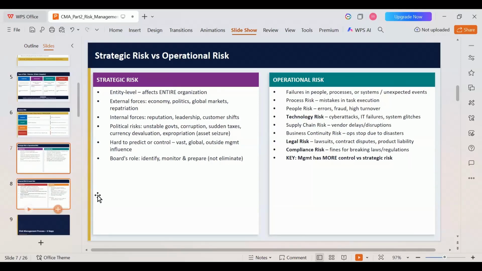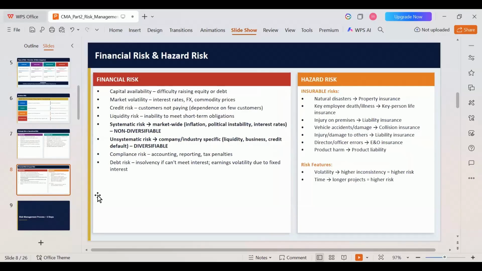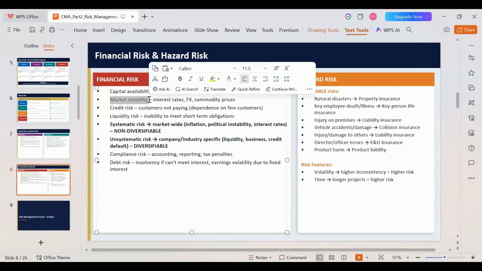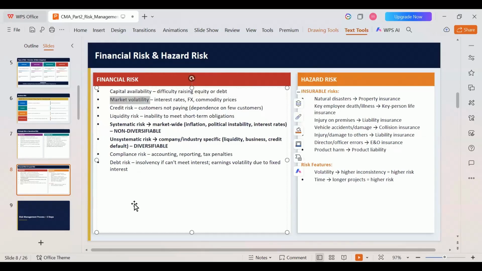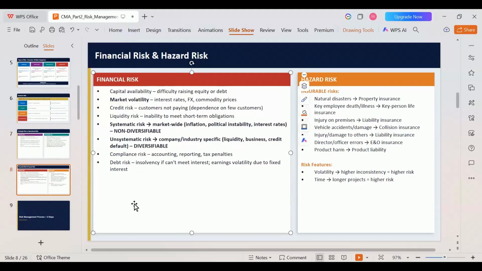So next up, we have financial risk and hazard risk. In financial risk, the biggest risk is capital availability. If capital itself is not available, how can we run the business? So it's a difficulty in raising equity or debt. Then comes market volatility: interest rates, foreign exchange rates, commodity prices. This market volatility doesn't affect our domestic businesses much. Whenever a business has international exposure, whenever it is present in global markets, market volatility impacts more.